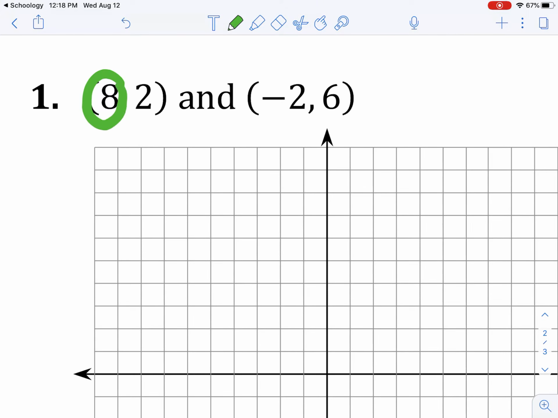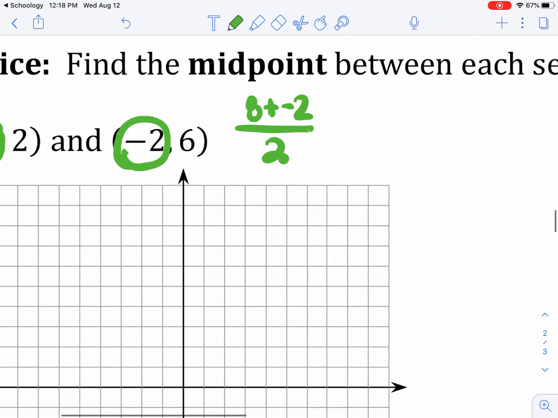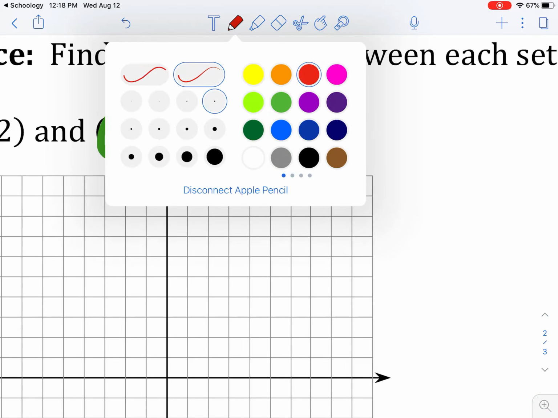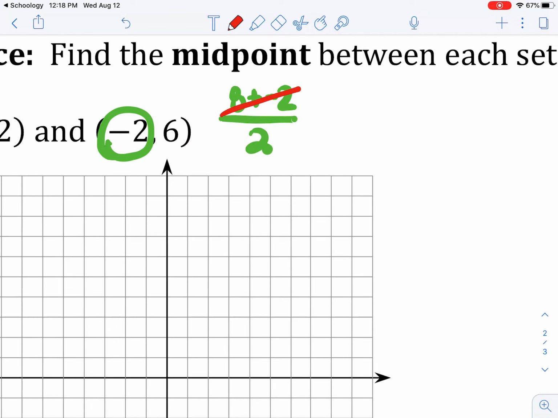All right, so I'm going to take my x's and add them. 8 plus negative 2 and divide it by 2. That'll give me my new x value. So my new x value, 8 plus negative 2 is 6. 6 divided by 2 is 3.